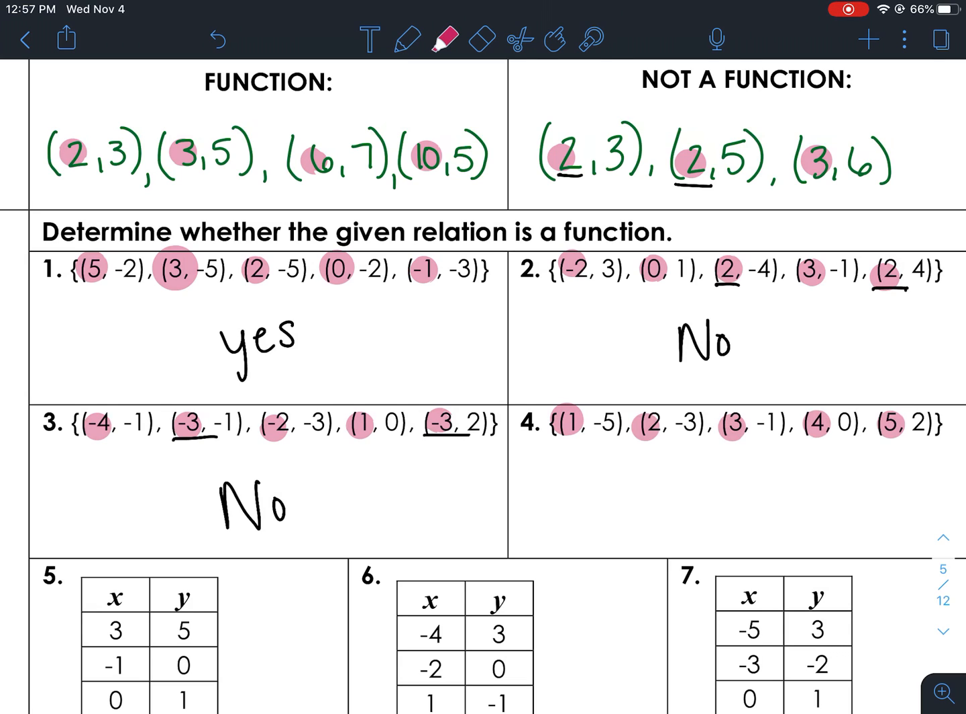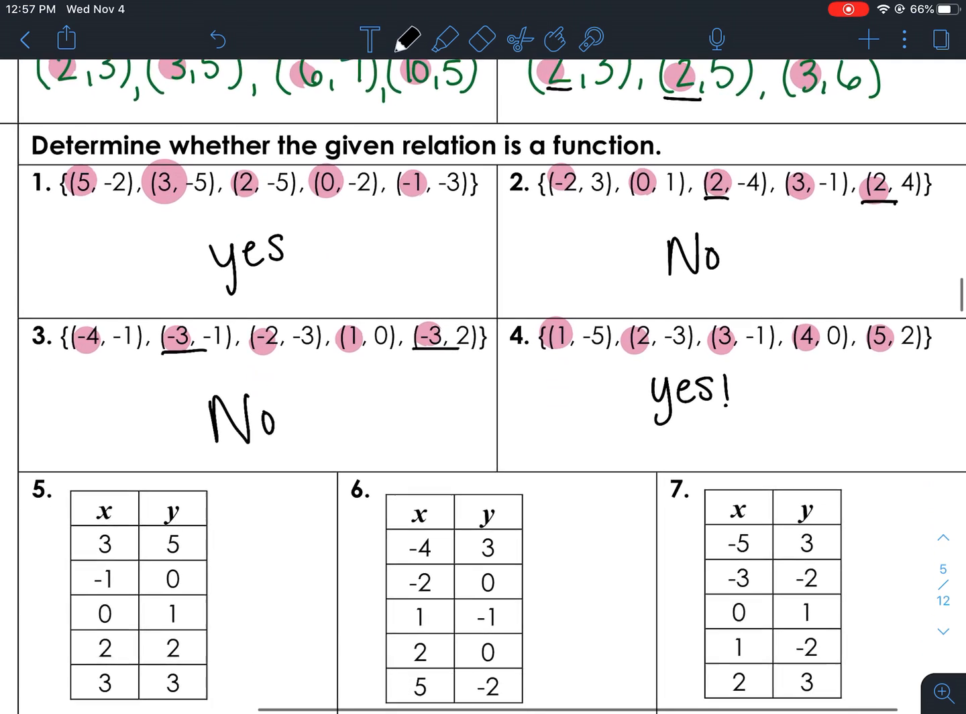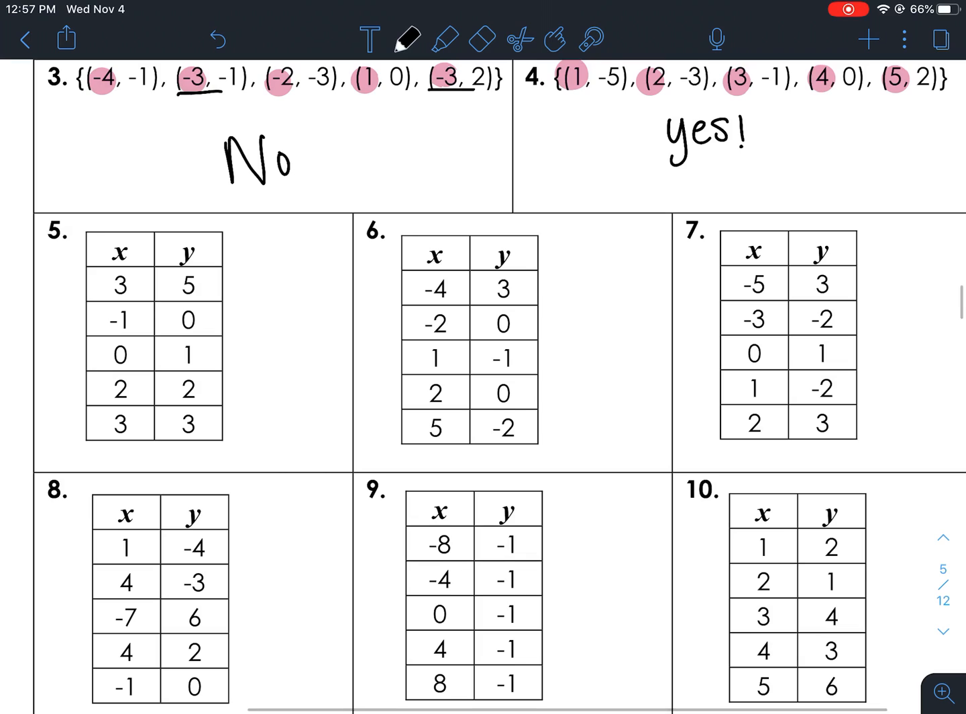1, 2, 3, 4, 5. None of my x's repeat, so this is a function. When we're looking at tables, it's the exact same idea of looking at just our x's and seeing if they repeat. 3, -1, 0, 2, and 3. Here, my 3's repeat, so this one is not a function. -4, 2, 1, 2, 5. Here, none of my x's repeat, so this one is a function.